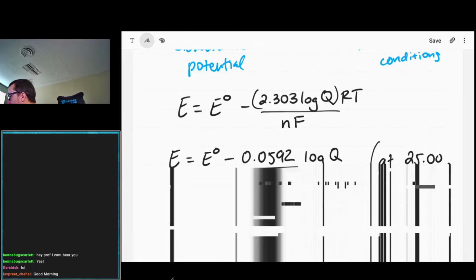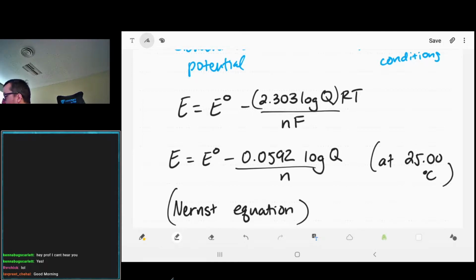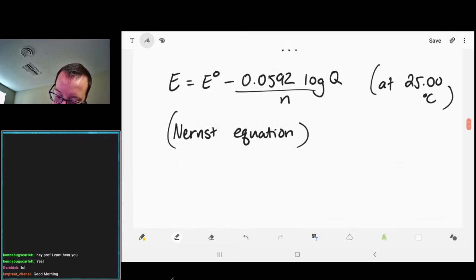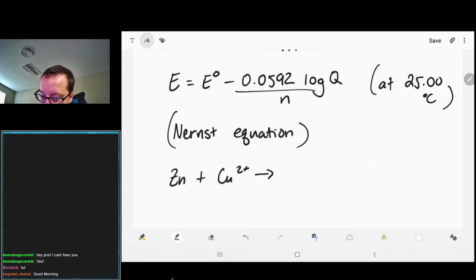Let's do an example. Okay, so what was the example here? If we take a look at the one we did yesterday, where we had the zinc and the copper, if I remember correctly, the copper was being reduced. Is that right? Yeah, it was. Let me know if I'm lying to you. This was the equation we did yesterday.